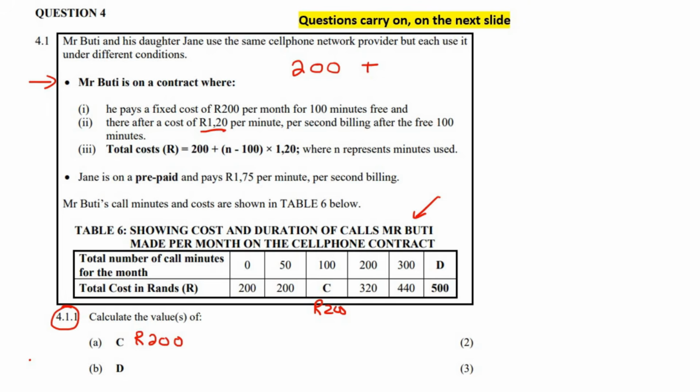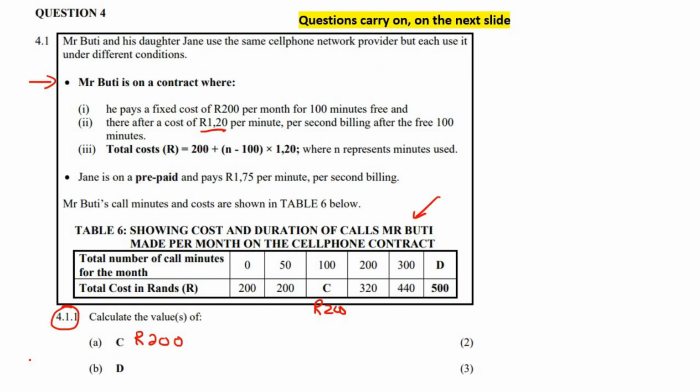He speaks for a total of 200 minutes, but how many minutes were already for free? 100 minutes were already for free. So how many minutes did he go extra? He went 100 minutes extra. So for those 100 minutes, he will pay R1.20 for every single minute that he goes over. If you calculate that, you would end up with 320 Rand. And that is what they're getting over here.